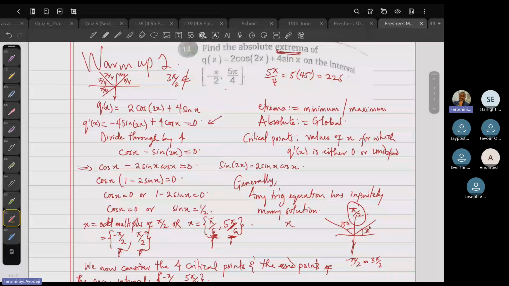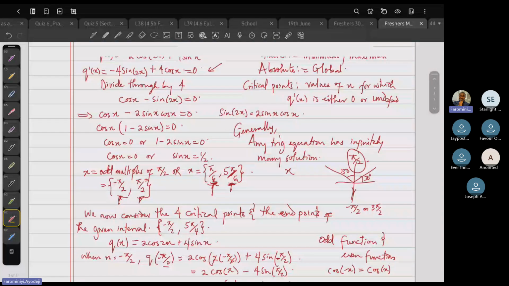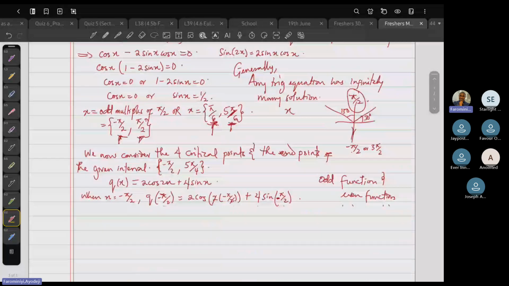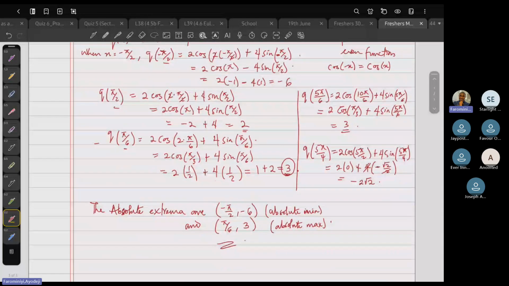So those 4, together with the endpoints of the interval that we are given, will be the candidates for the absolute extrema. To verify, you plug all of them into the original function. The one that gives you the highest value is the absolute maximum, and the one that gives the least value is the absolute minimum. Any question on that?